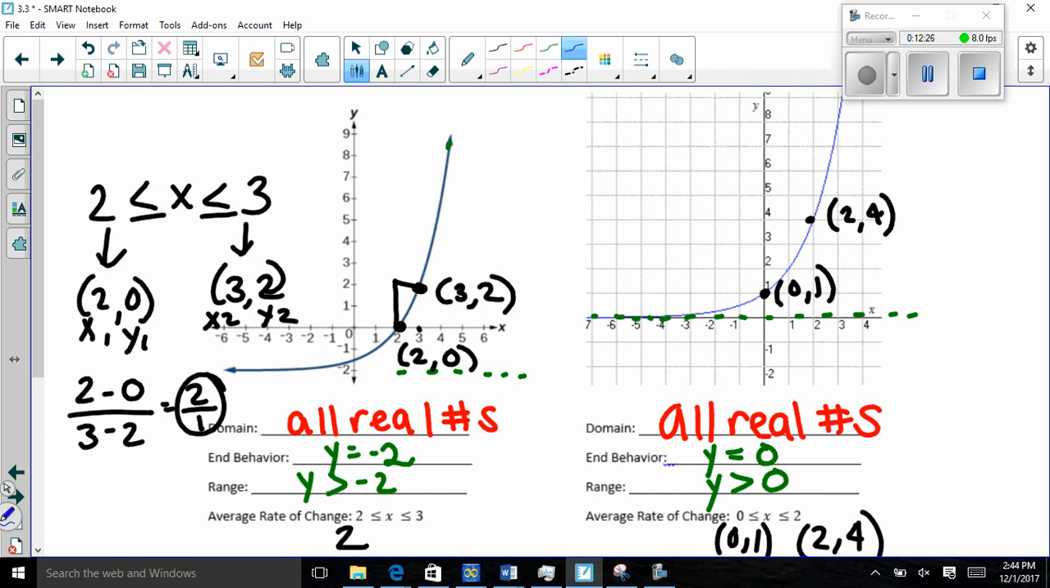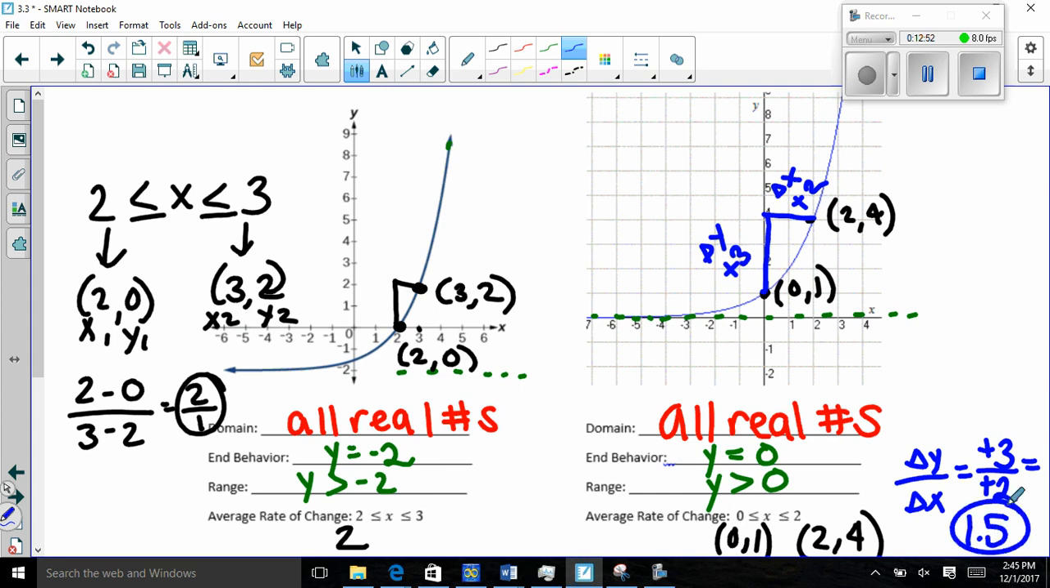So I'll do it this way this time: the change in y over the change in x. The change in y, up and down, right? So 1, 2, 3. So my change in y is +3. My change in x is +2. And you end up getting 3 over 2, or 1.5, as your average rate. We know it's positive because we can see our function going up.